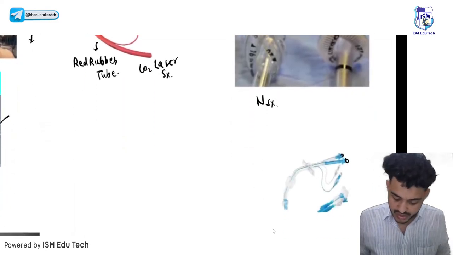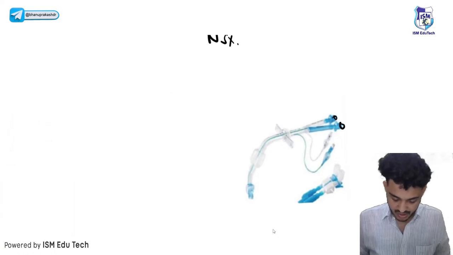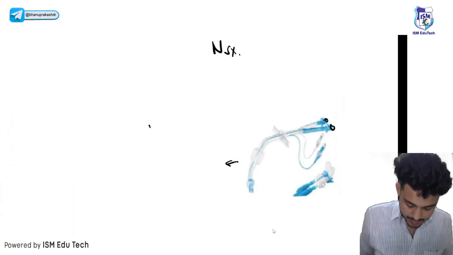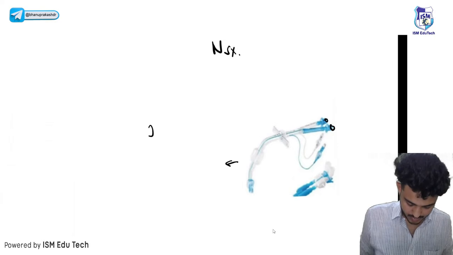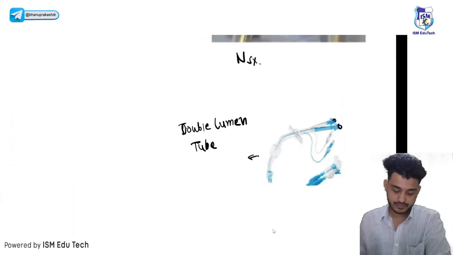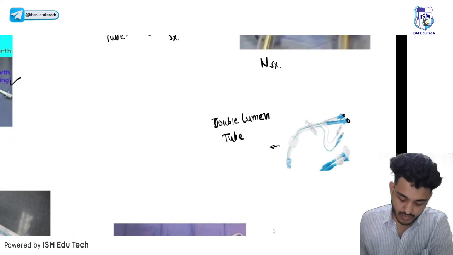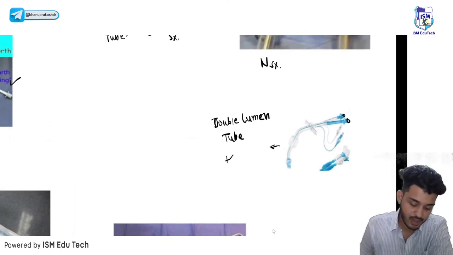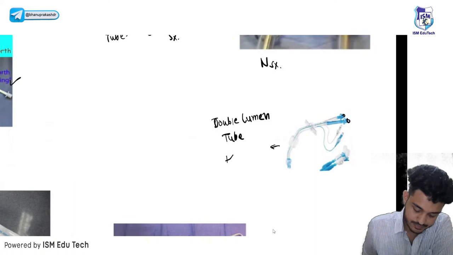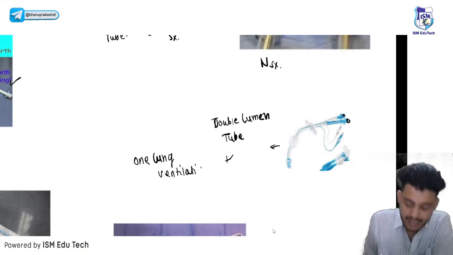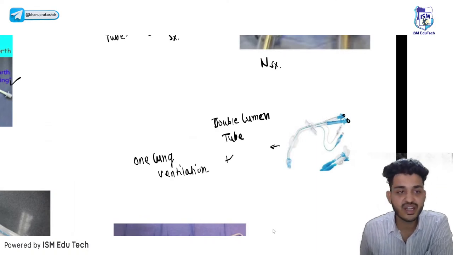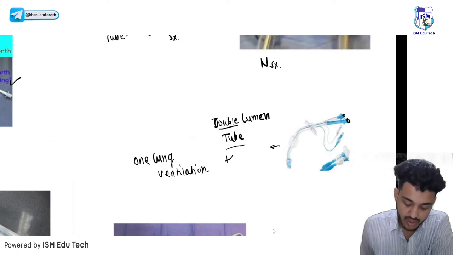This one, which is it? That is your double lumen tube. Where do we use a double lumen tube? Double lumen tubes are used when we require one lung ventilation. If we need to perform surgery on a single lung, what do we use? We can use double lumen tubes.